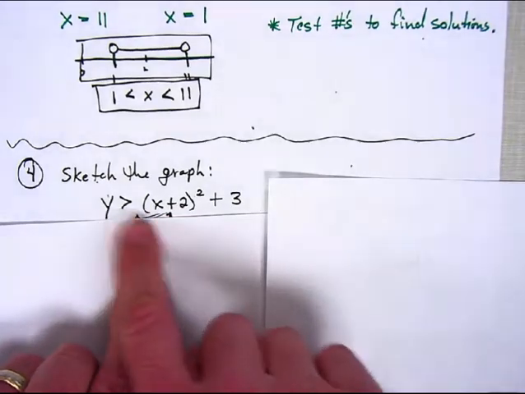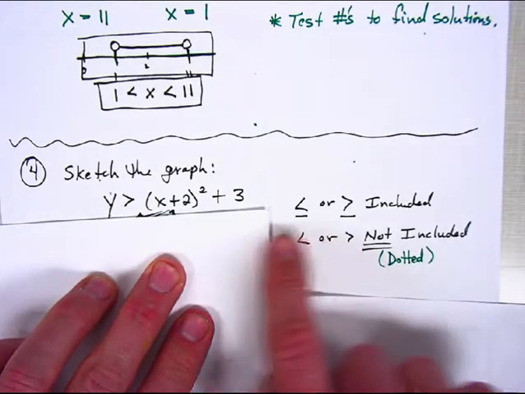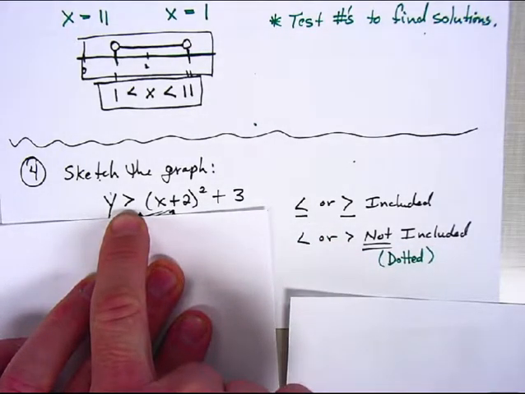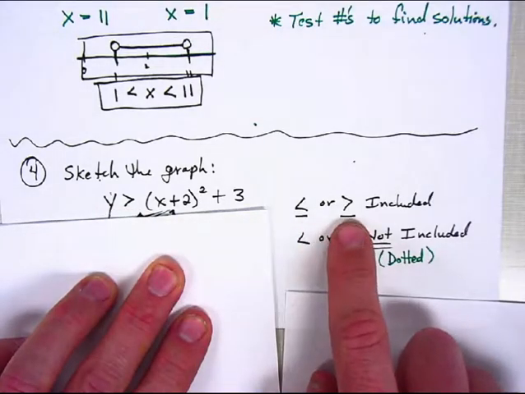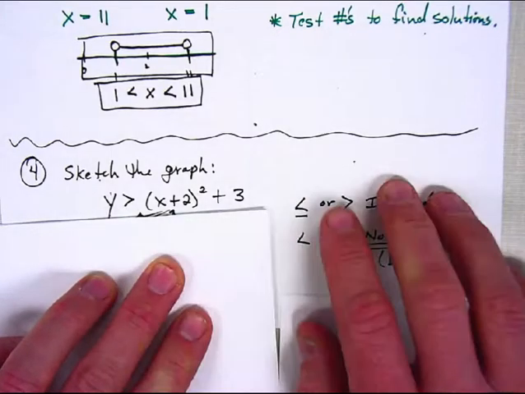Next, we had to graph a sketch of this inequality right here. When I have y is greater than, there are some things you need to consider. If it says y greater than, we're not going to include the graph. If there was an equal to symbol, then you want to include it, so I'll have a solid graph. Since we don't have this graph being included, the way we express that is with a dotted line.